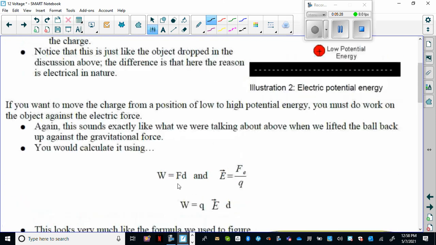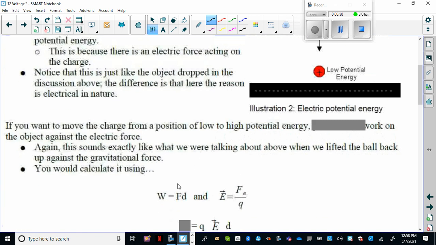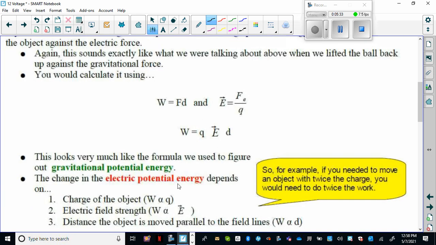Okay, now what are we going to do? We need some formulas for this. We need a formula in the same way that we had this formula for gravitational potential energy. We need a formula for electric potential energy. And how are we going to get that? We're going to do it the same way that we got the gravitational potential energy. We're going to start with work equals force times distance.